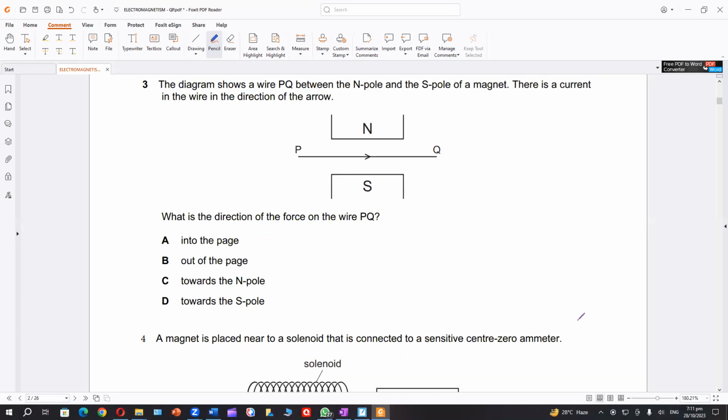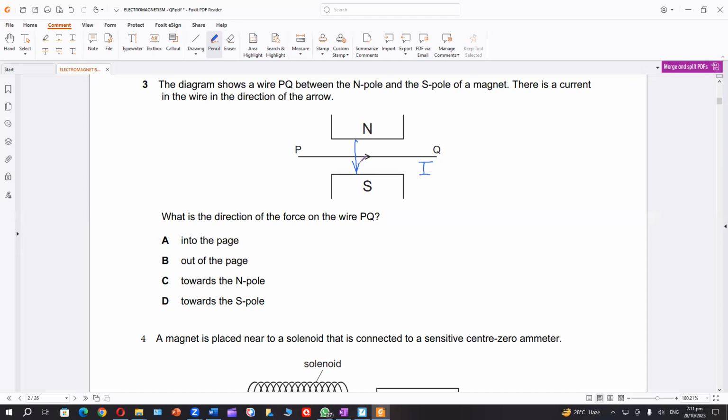The diagram shows a wire PQ between the north pole and the south pole of a magnet. There is a current in the wire in the direction of the arrow. Magnetic field is north to south. What is the direction of the force? Remember that it's Fleming's left-hand rule.